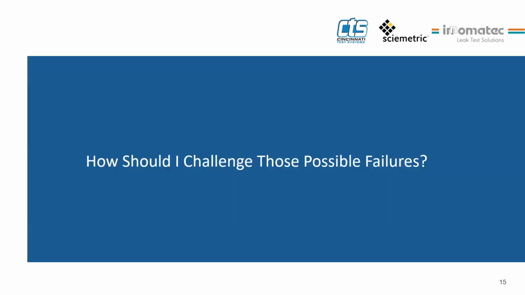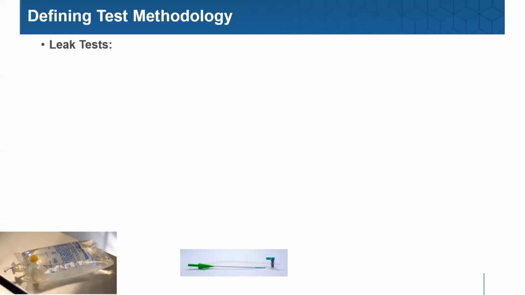Now, if I can identify what could go wrong, how should I challenge those? How could I challenge, or how should I challenge those possible failures? Well, for leak testing, the first thing that we want to know from you is what test pressure would you like to subject the part to during test? If you can identify what the typical pressure would be in clinical use, that's a great starting point. It may not be the end answer, but at least it's a great starting point if you haven't identified that.